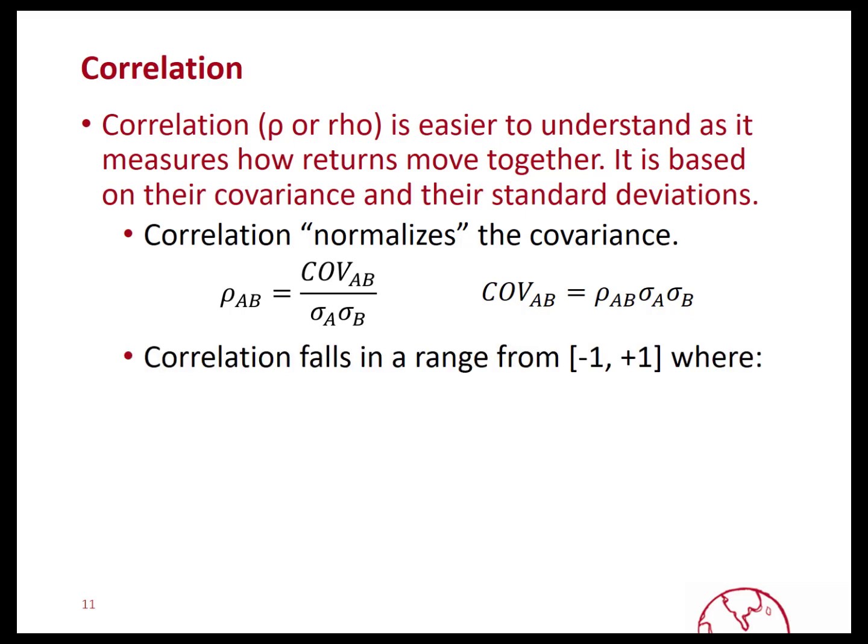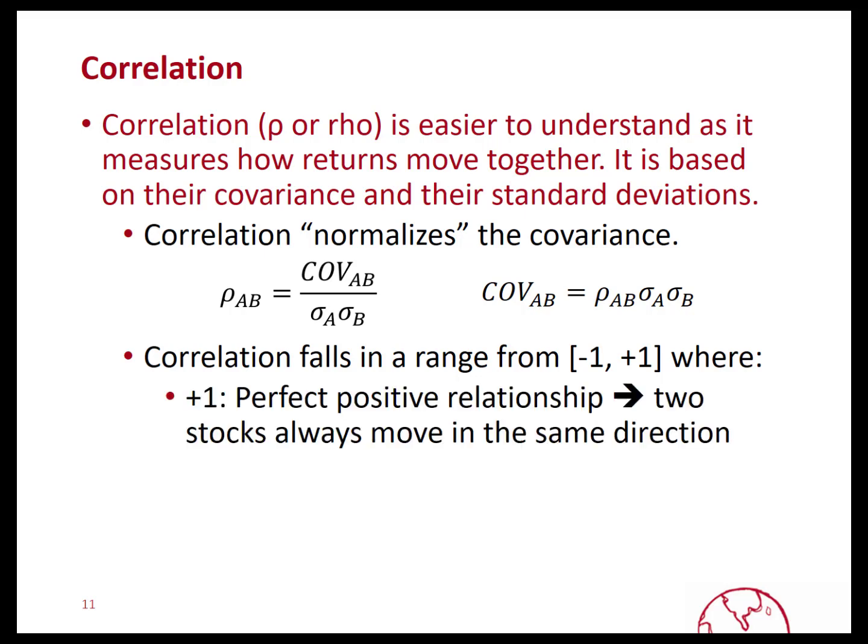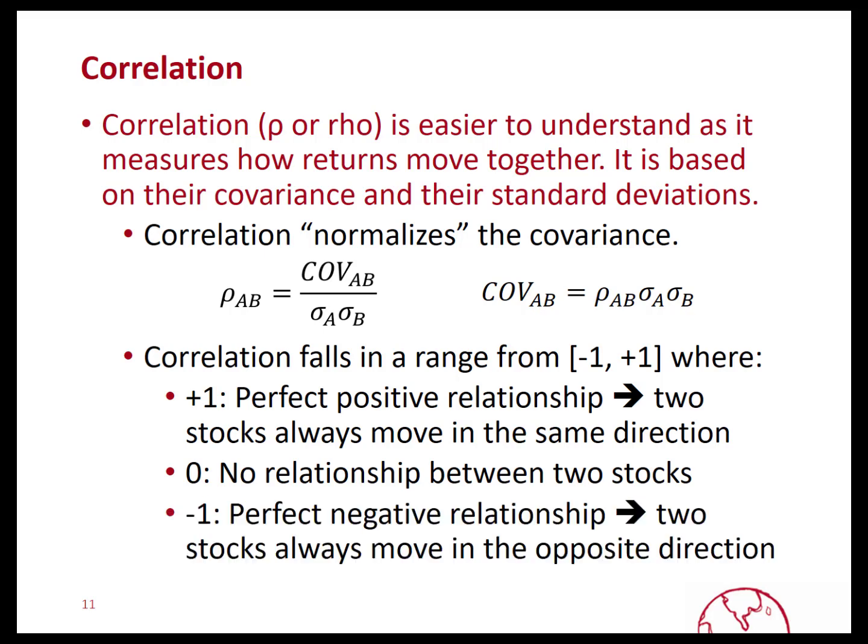The correlation will always fall in a range from a low of -1 to a high of +1. +1 would imply perfect positive relationship, where the 2 stocks always move in the same direction. Correlation of 0 means that the stocks do not show any relationship. They move randomly relative to each other. And a correlation of -1 would be a perfect negative relationship, where they always move in the opposite direction. Okay. Notice that correlation doesn't have anything to do with the magnitude of the movements, only the direction of the movements.